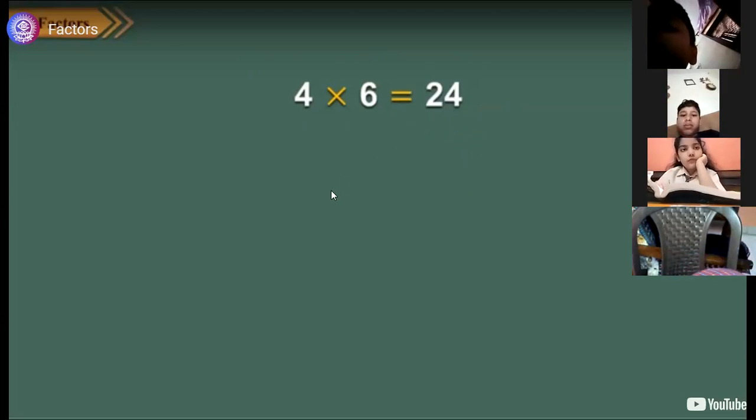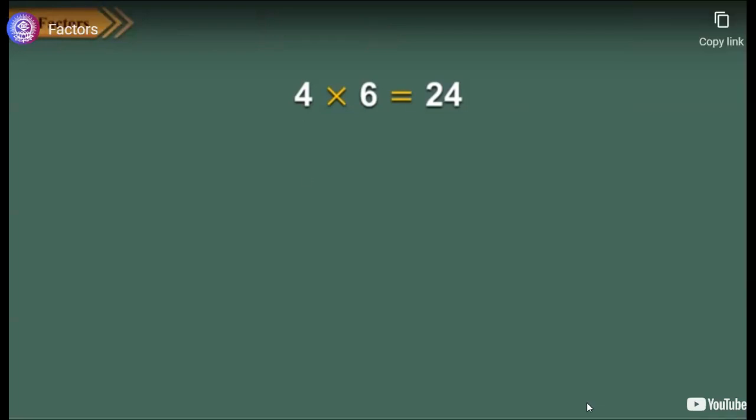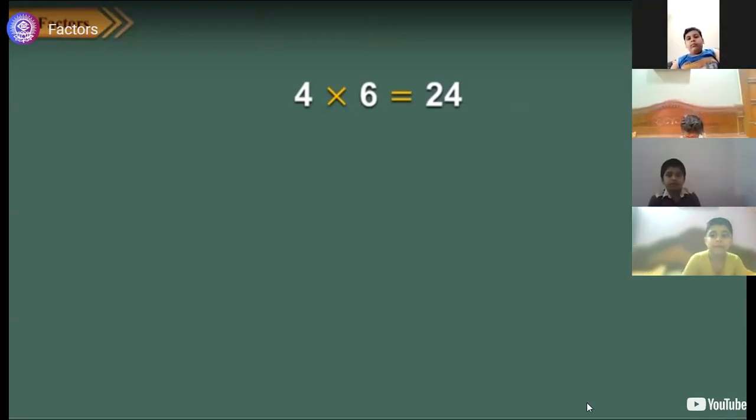Now what are factors? What is the meaning of factors? How can we conclude it? Can you tell me? The numbers to be multiplied are called factors. Exactly. In simple terms, we can say the numbers that are multiplied to get the product are called factors. Is it clear?